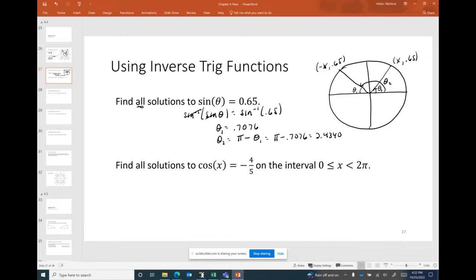So there's theta sub 2, but we want all solutions, right? Since we want all, we're going to have to add the plus 2 pi k, or plus or minus 2 pi k. We don't have to say plus or minus. We really could just say plus. I'll just do it both ways. It's supposed to be a 2. All right.